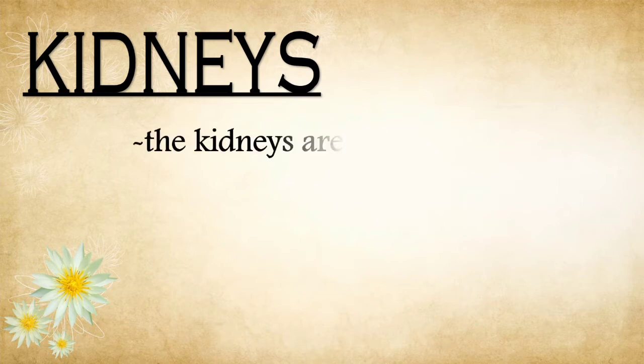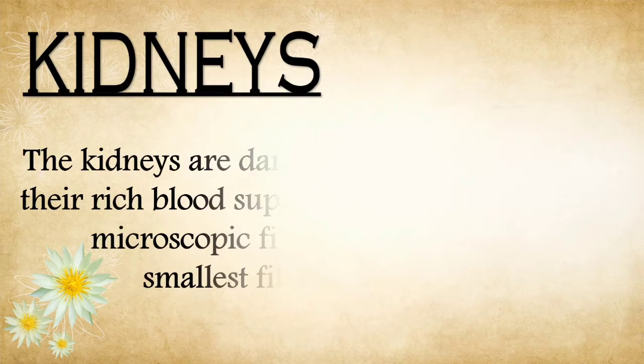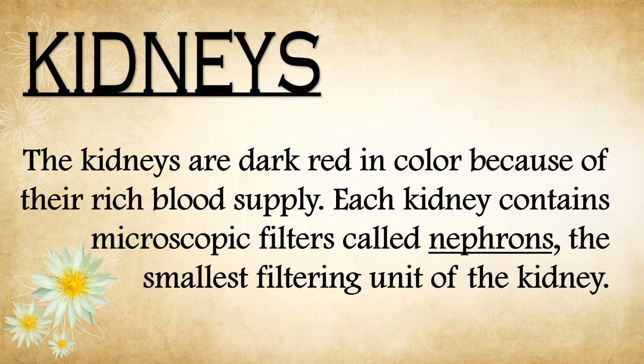First part, we have the kidneys. The kidneys are the major organs of excretion. They are 2 brownish bean-shaped organs that are about 10 centimeters long. They are located in the upper right and left back part of the abdominal cavity. The kidneys are dark red in color because of the rich blood supply.